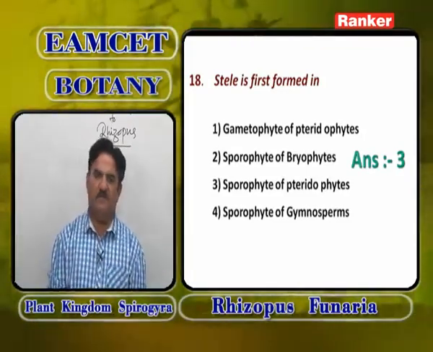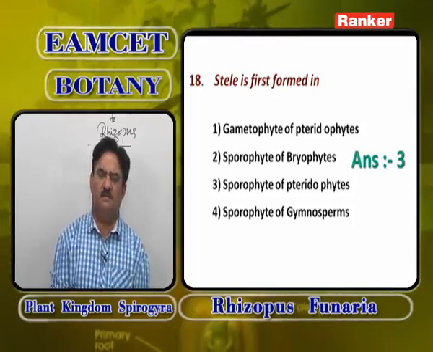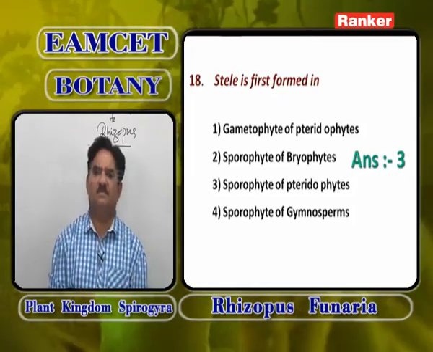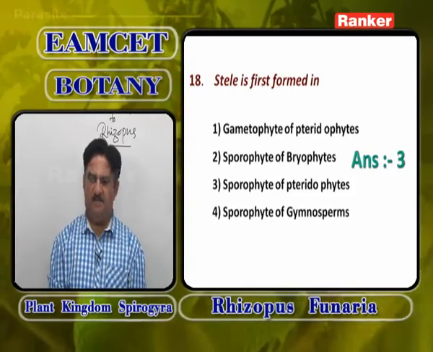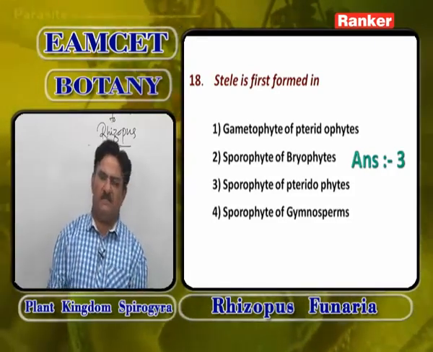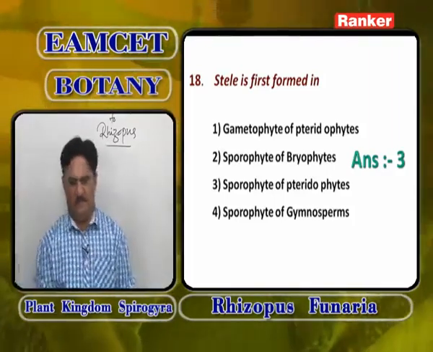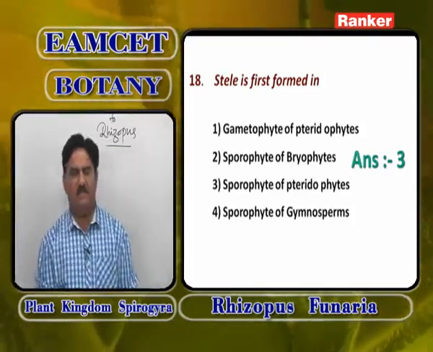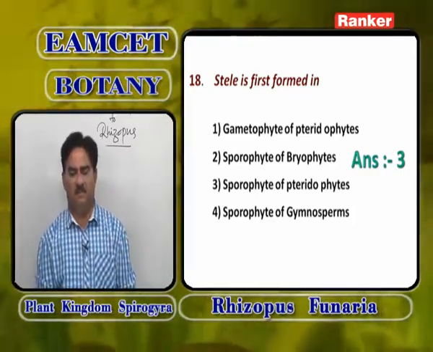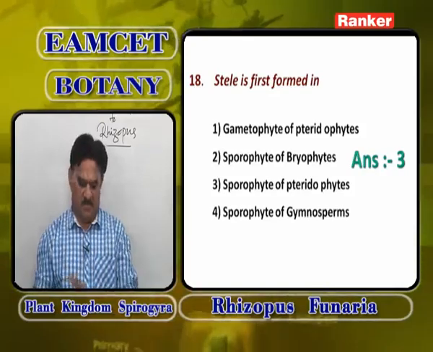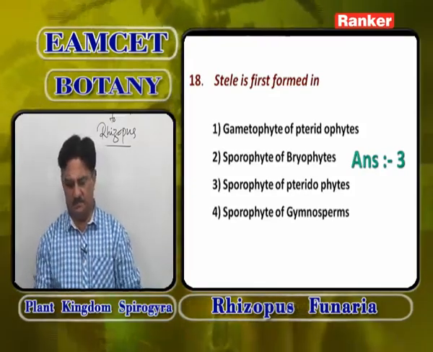Sporophyte of bryophyte means foot, seta and capsule. Their central cylinder will be there. No question of stele. Sporophyte of gymnosperms contains stele but not first formed. So, stele is first formed in sporophyte of pteridophytes. That's why pteridophytes are very popularly called vascular cryptogams. Third option.